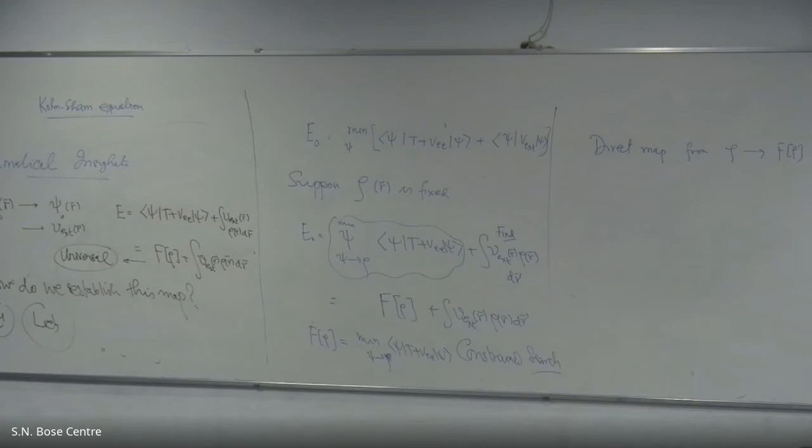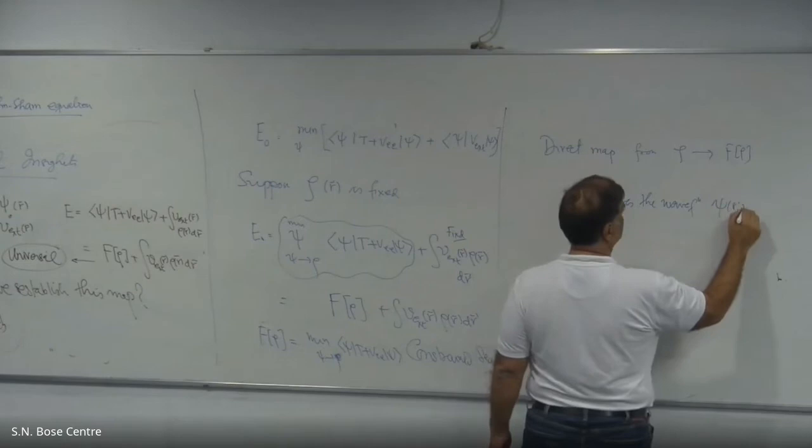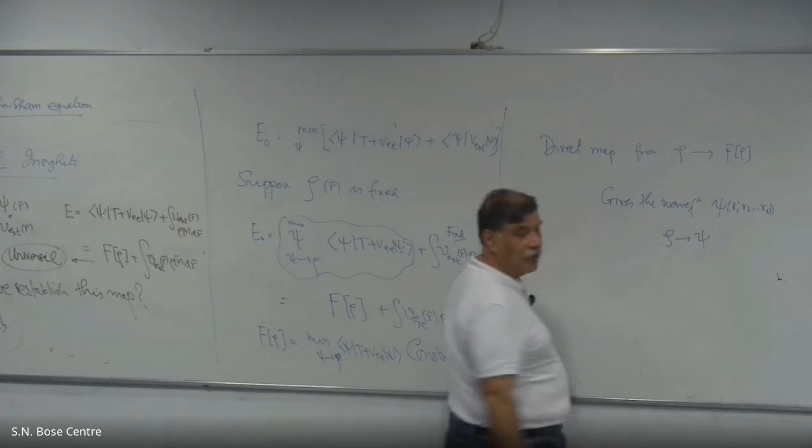Given a rho, so earlier what we have said is that rho and V external are equivalent. If you are given V external, I know the prescription very well for doing any calculation. Given a V external, I'll make the Hamiltonian and solve my equation. What is the equivalent if you are given a rho? V external. And it has not only given you that, it has also given you the wave function. That is what given rho means. I've established a map from rho to psi.